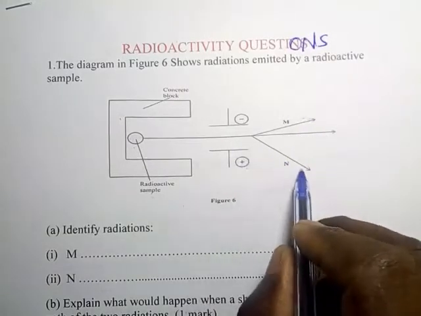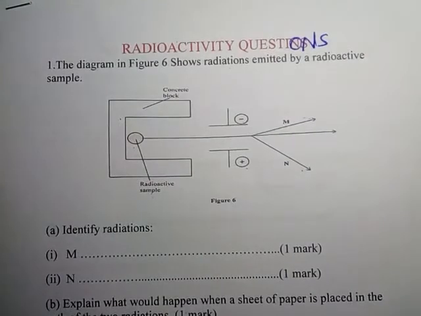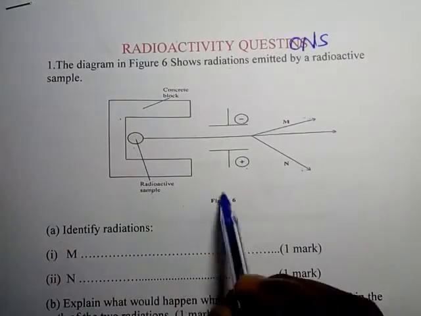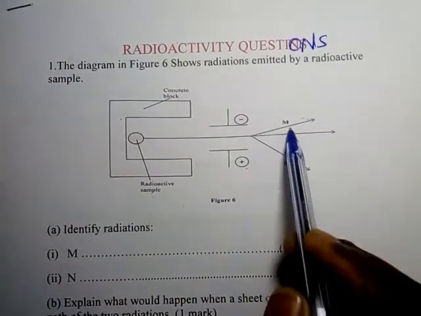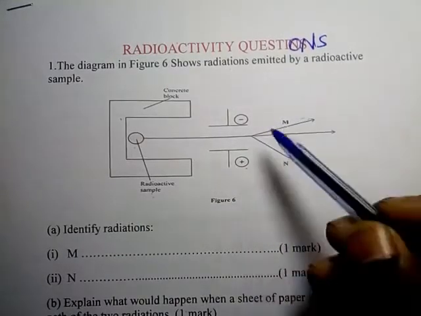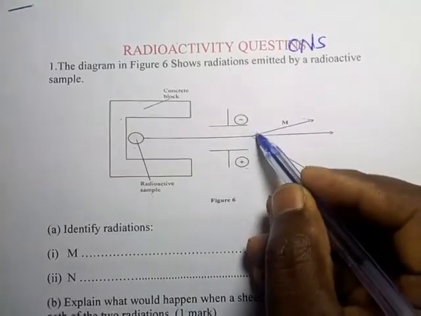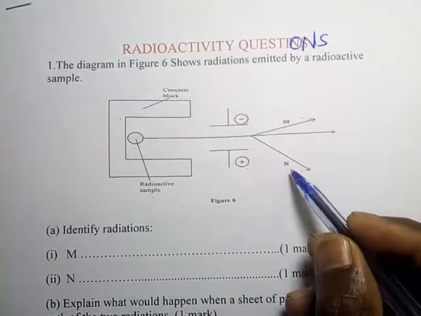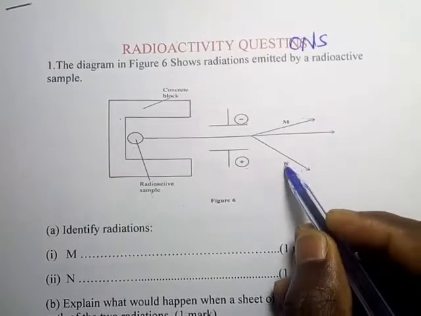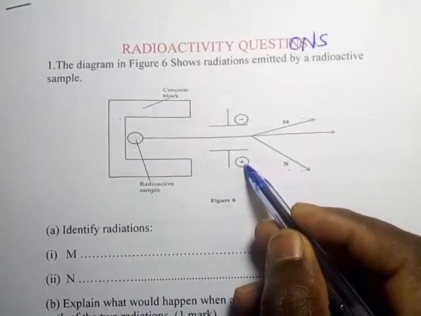M is likely to be alpha. Why? Because alpha is positively charged, therefore it will be deflected towards the negative. N is beta because it is negatively charged, therefore it is deflected towards the positive.